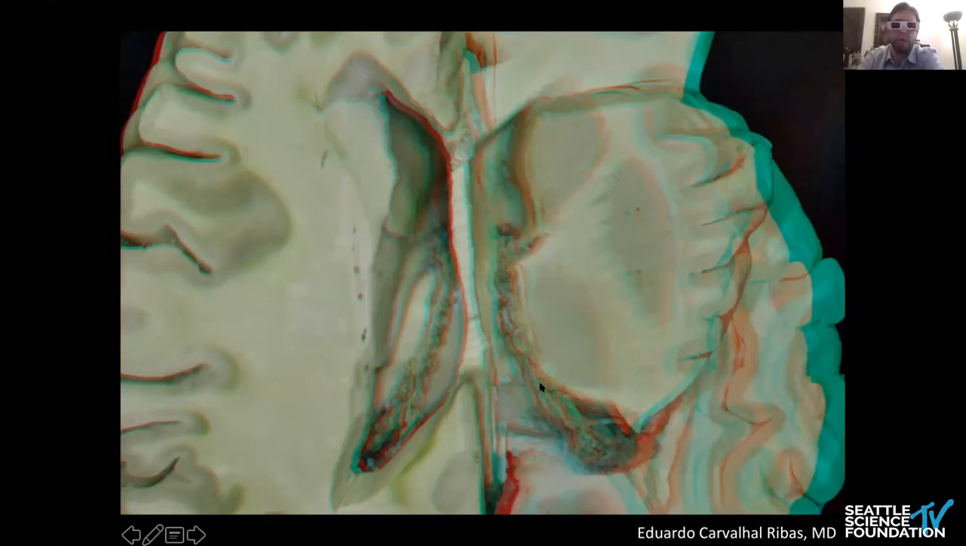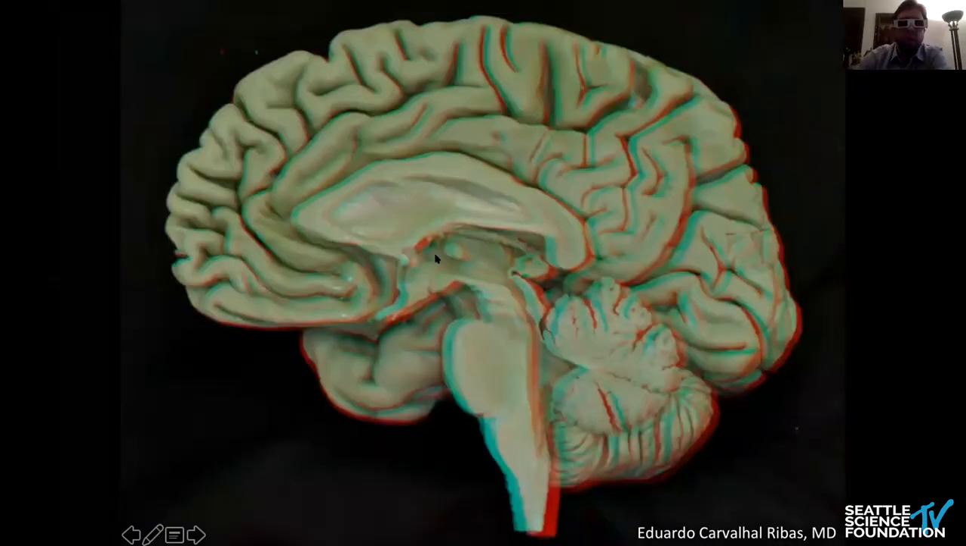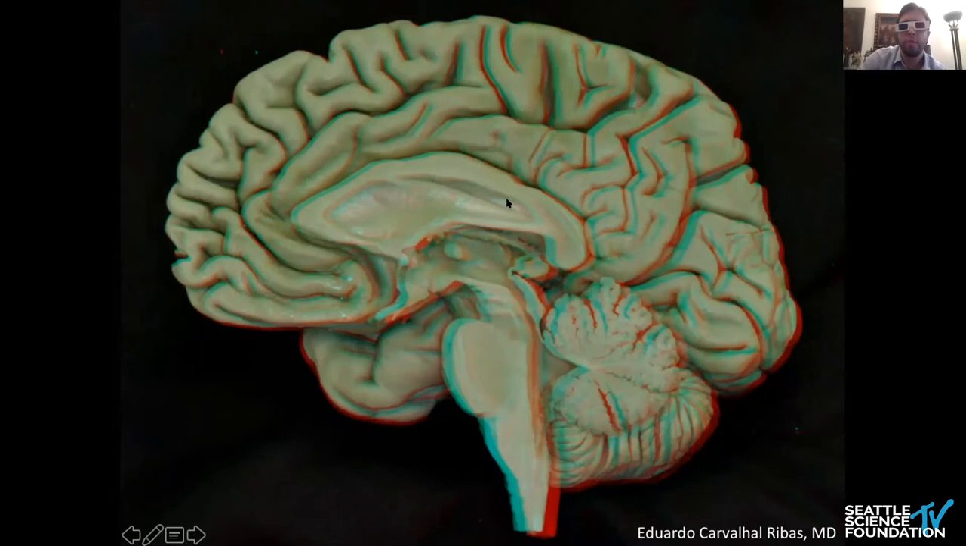Posteriorly, we have the choroid plexus here and the thalamus here. Between both lateral ventricular cavities, we have the septum pellucidum. The septum pellucidum is just a membrane that separates both lateral ventricular cavities. It's called the false septum as opposed to the true septum, the septum verum, or the septal region here.